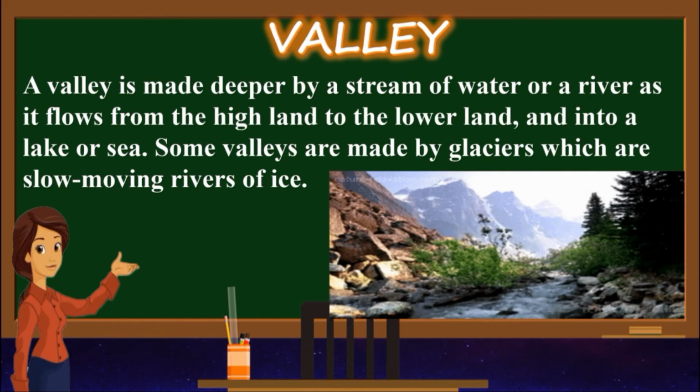Now, let's see the overall view of valley. A valley is an elongated low area often running between hills or mountains, which will typically contain a river or a stream running from one end to the other. Most valleys are formed by the erosion of the land surface by rivers or streams over a very long period of time. So this is all about the valley.